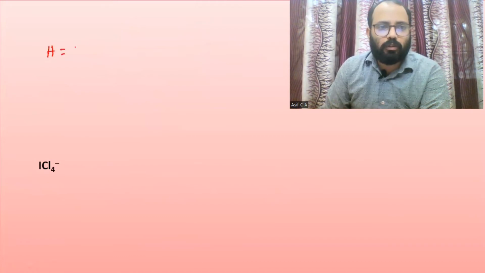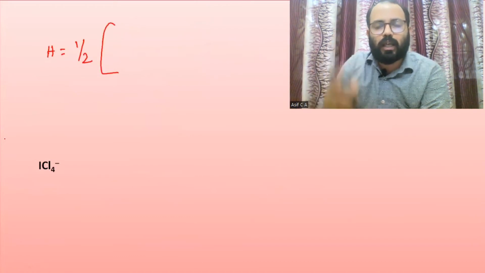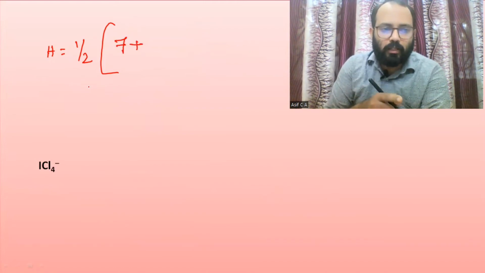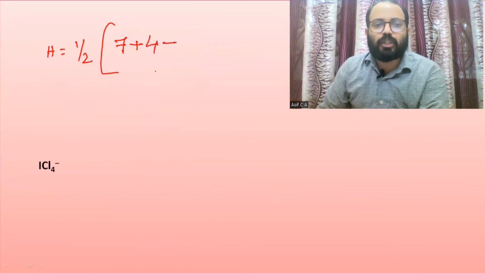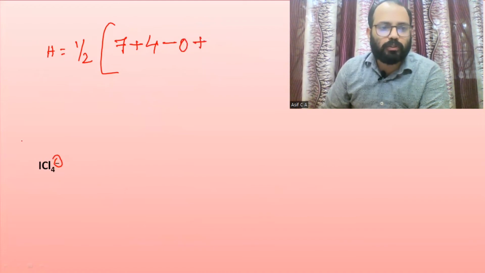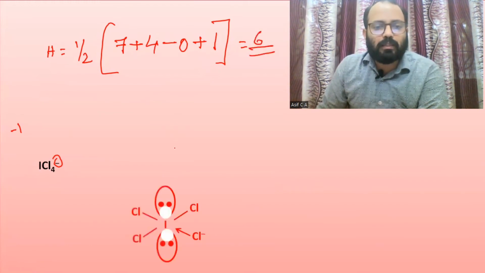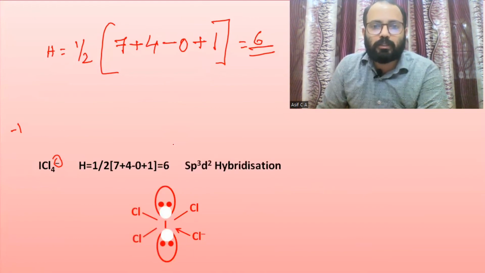Now the anion, ICl4 minus. Look at that. H is equal to half into iodine. Iodine is in the halogen family. How many valence electrons does the halogen family have? Valence electron 7. Plus monovalent atoms: the atoms joined with iodine are monovalent chlorine, 4 chlorine. Minus charge of cation: this is not a cation, it is an anion, so 0. Plus charge of anion: the charge is -1, so only the magnitude is needed, 1. So 7 plus 4 is 11, 11 plus 1 is 12, 12 by 2 is 6. So 6 is the steric number, which is the sp3d2 hybridization.